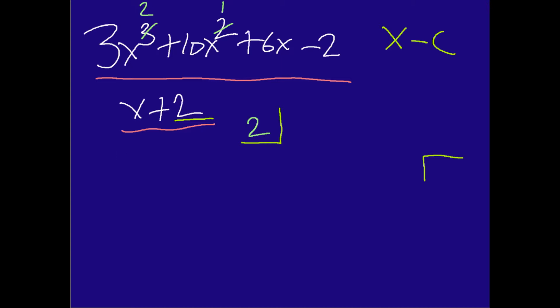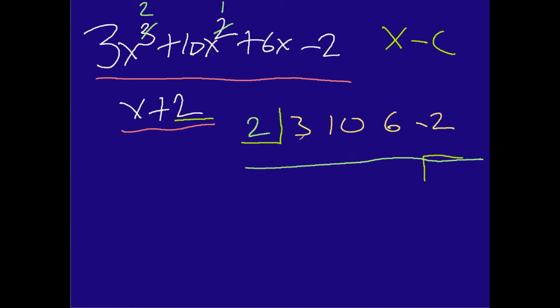I know this is kind of weird so far, but let me just show you how we set this up. We have the 2 here in the box, then we have 3, 10, 6, and minus 2. Where do these numbers come from? These are the constants in front of all of our variables. So the 3 comes down right here, the 10 moves over here, the 6 is here, and the minus 2 is right there. After you do that, we draw a line like this. And this is when you start to do the actual division.